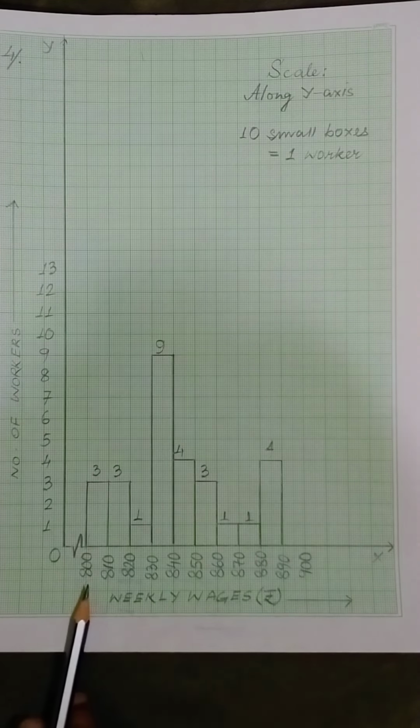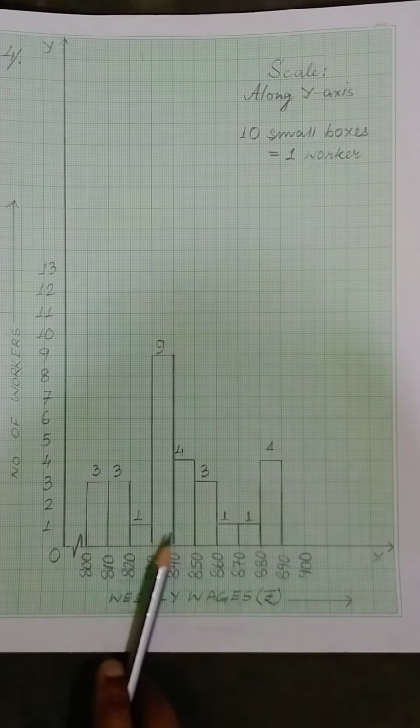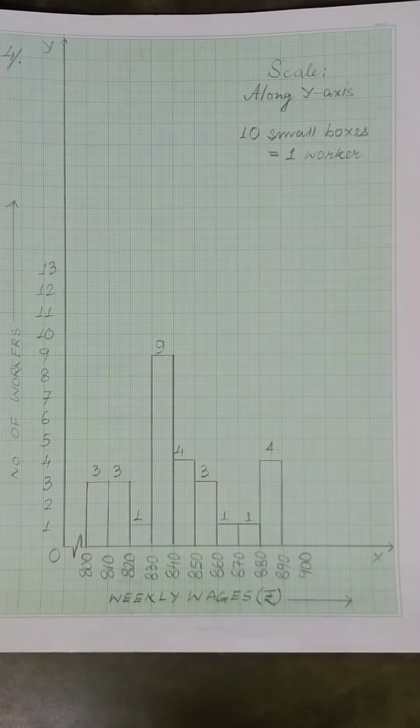Here, how many bars are there? 1, 2, 3, 4, 5, 6, 7, 8, 9. So it is limited. Now don't go for drawing 17, 18, 20 bars. It is not possible also in the graph. So while taking the class intervals, give a thought on it. Okay, so this is all about your histogram.